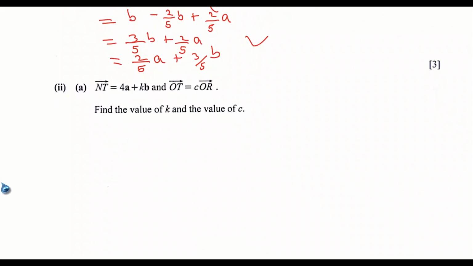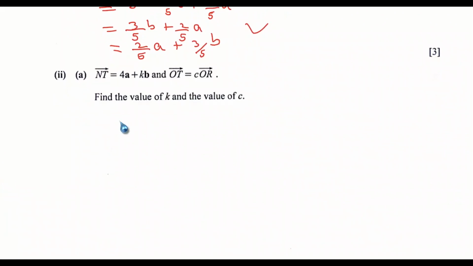Roman figure 2, NT equals 4a plus kb, and OT equals c of OR. Find the value of k and the value of c. Okay, so we already know that MN equals b minus a.